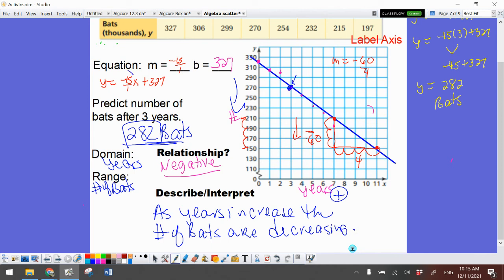Specifically, because I know that my slope is negative 15 over 1, this is the bats and this is the years. So I can estimate that we are actually decreasing by 15 bats every year. Okay, I'm decreasing by 15 bats every year based off of the estimated line of best fit that I came up with.